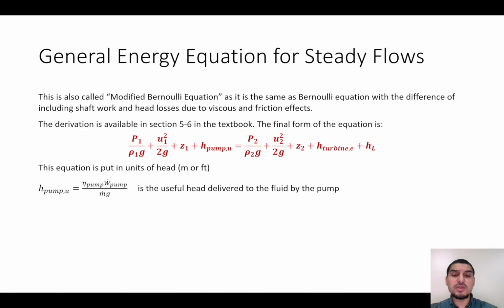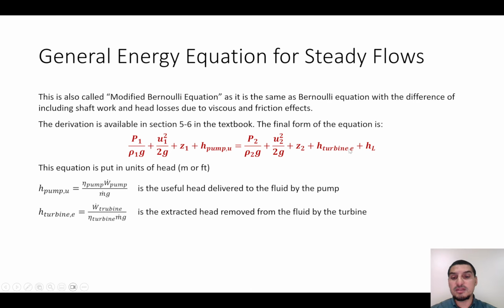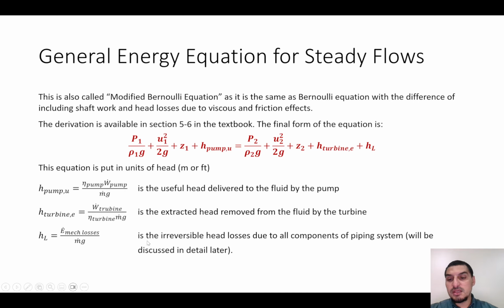So just to know what these new terms mean, the H pump, I think the name is clear. It has something to do with the pump. So this is the energy that the pump provides to the fluid. We call it H because it's useful head, and we will discuss what we mean by useful later. The H turbine is the energy lost or extracted. This is why we call it turbine. The energy extracted from the fluid, or the head extracted from the fluid by a turbine. And HL is the irreversible head losses due to the components of the piping system.